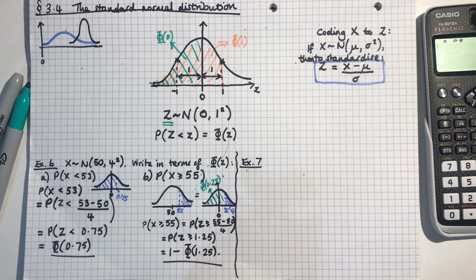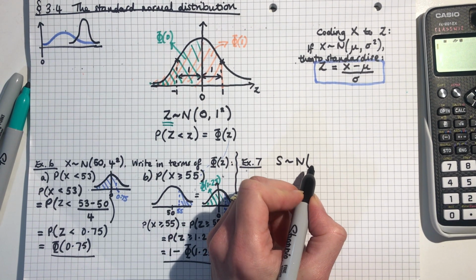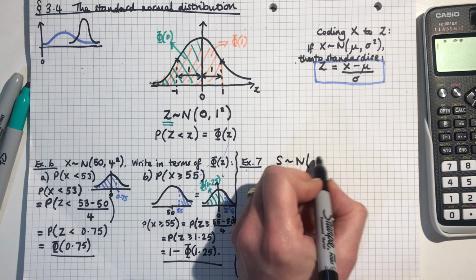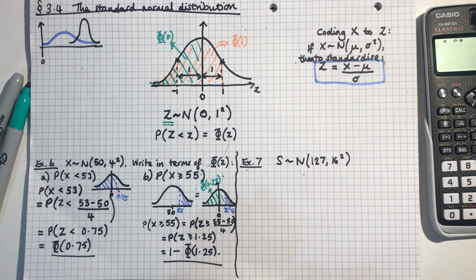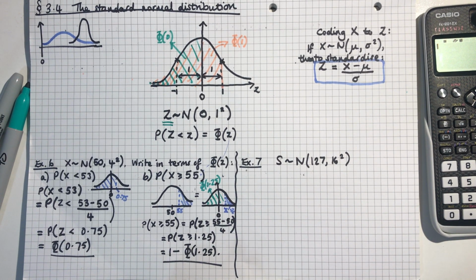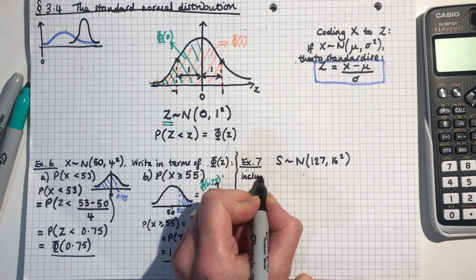Now let's have a look at example 7. In example 7, we're told that the systolic blood pressure of an adult population is given by the letter S, and it's modelled as a normal distribution with mean of 127 and a standard deviation of 16, so we write a variance of 256 or 16 squared there. Now, a medical researcher wants to study adults who have a blood pressure higher than the 95th percentile. And we've got to find what the minimum blood pressure is for an adult to be included in this researcher's study.